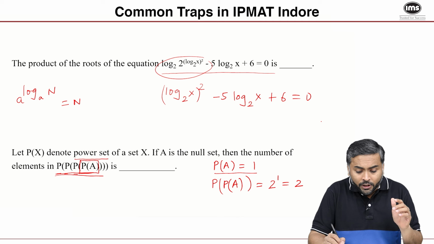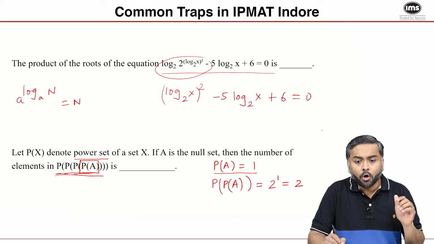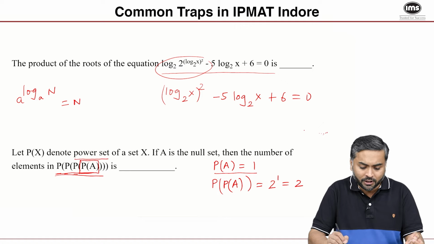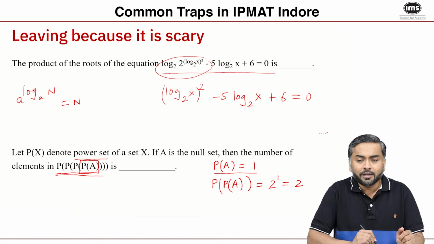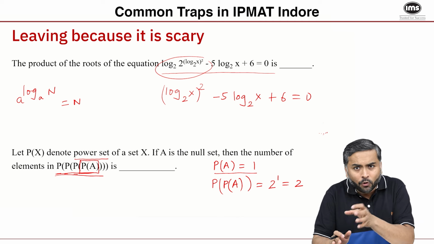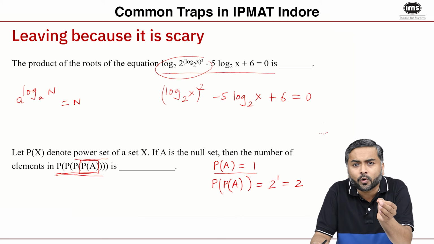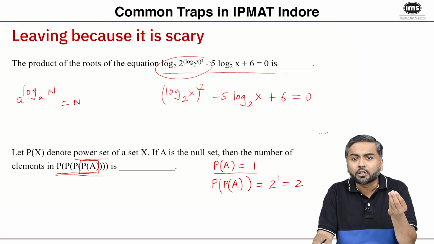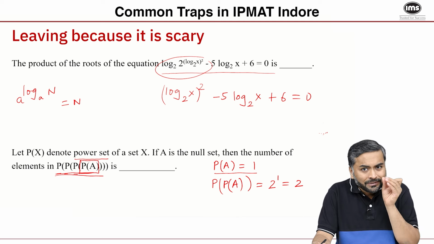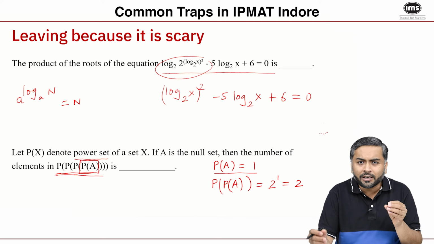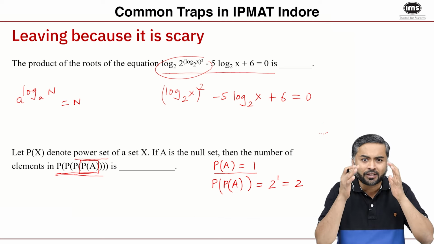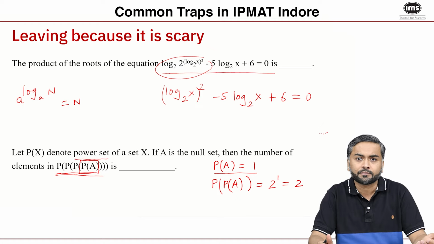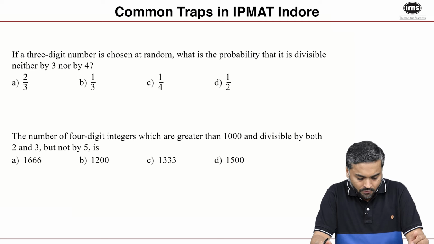And hence, you need not be worried about what type of question it is. You should not ignore a question because it looks scary. Look at the question, try to figure out if there is some catch in it, or if there is some shortcut technique that I can apply and get my answer very quickly. At least spend 30 to 40 seconds on a question to see whether it has some tricks to solve faster. Let's move on to the next two questions.